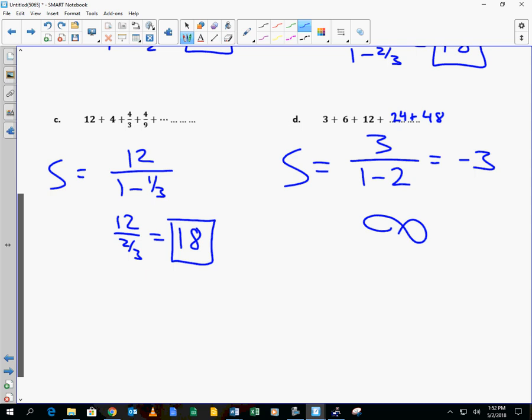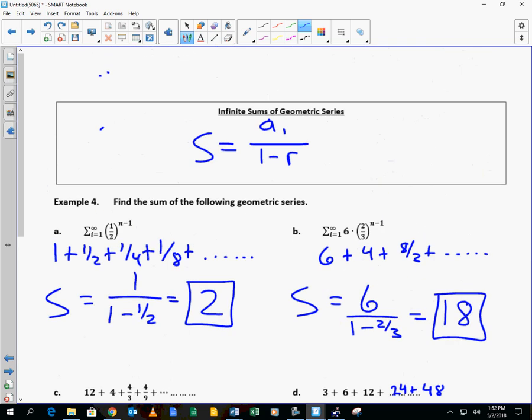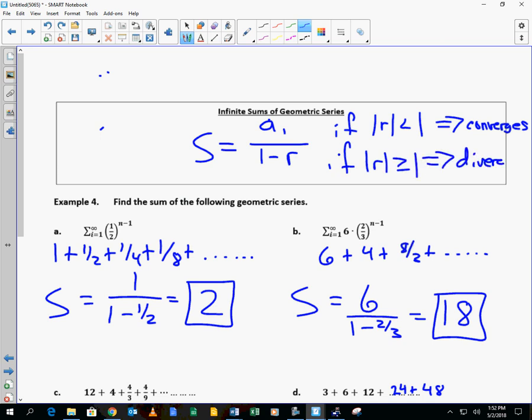So here's the deal. There's a caveat to this rule. If the absolute value of r is less than 1, and if you notice, all your other ratios, you had a half, you had 2/3, you had 1/3, then it does what we call converges to a sum. It gives us a nice result, a nice answer. But if the absolute value of r is greater than or equal to 1, then it does what we call diverges to either infinity or negative infinity.